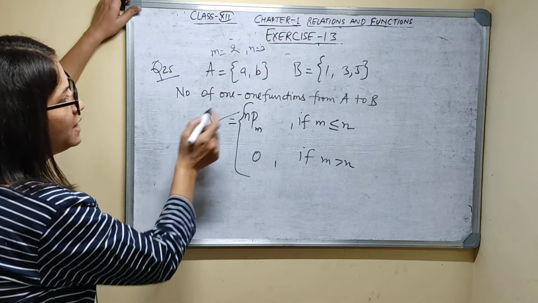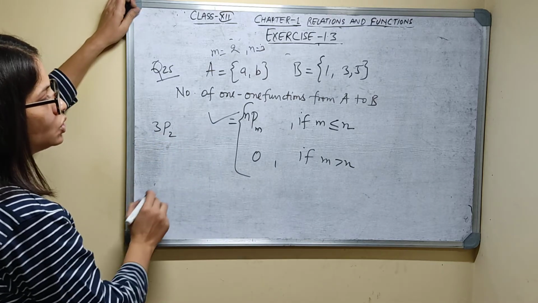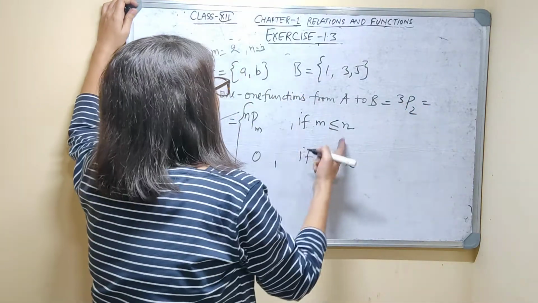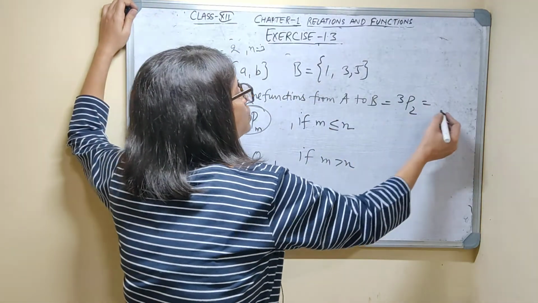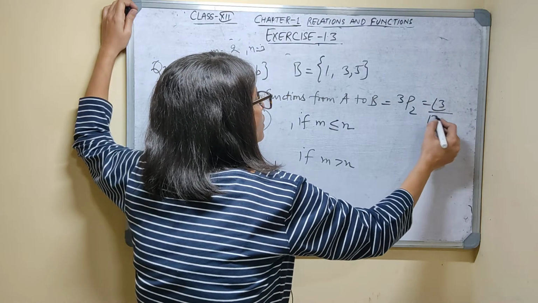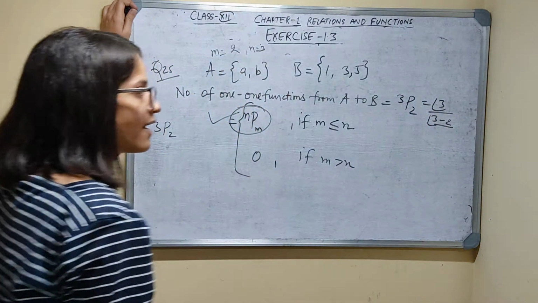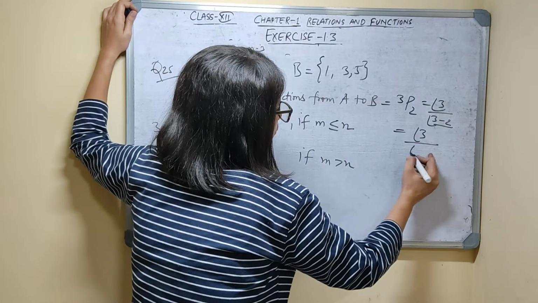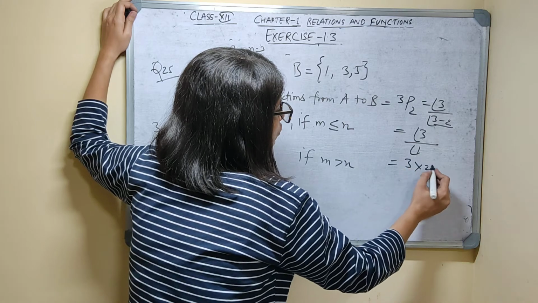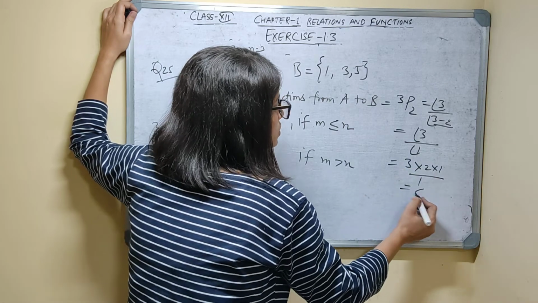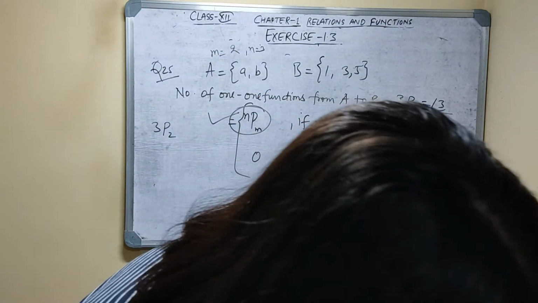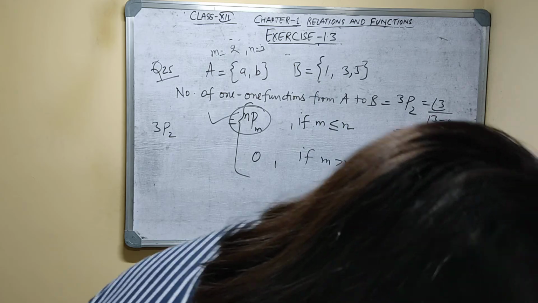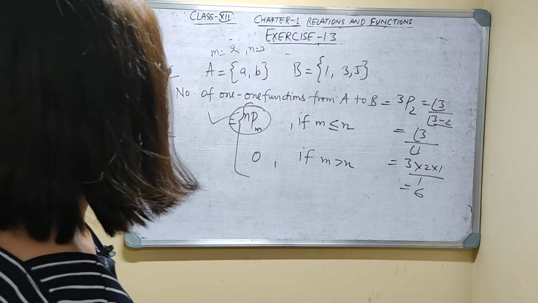So nPm means 3P2, according to our condition. So 3P2 is factorial 3 upon factorial 3 minus 2. Factorial nPr is factorial n upon factorial n minus r. So factorial 3 upon factorial 1. Factorial 3 I can write as 3 into 2 into 1, upon factorial 1, which is 1. Answer is 6. The number of one-one functions from A to B is 6. 25th is done. Thank you.